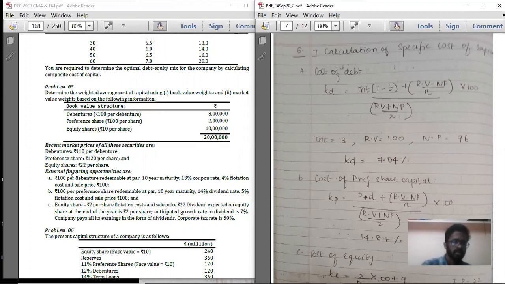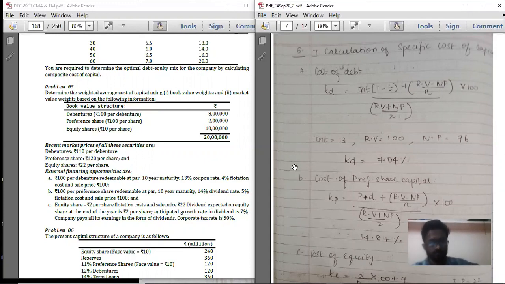Read the question. What is the first point they have given? Rupees 100 per debenture, redeemable at par. So it is a redeemable debenture. We should use the redeemable debentures formula, that is, the RV minus NP divided by N formula. Then the number of years is 10. Interest rate is 13%. Flotation cost is 4%. Sale price is 100 rupees, that is, it is sold at 100 rupees. Net proceeds we should calculate as 100 rupees minus this 4% flotation cost. You will get the net proceeds. So using this, we can calculate the cost of debt.